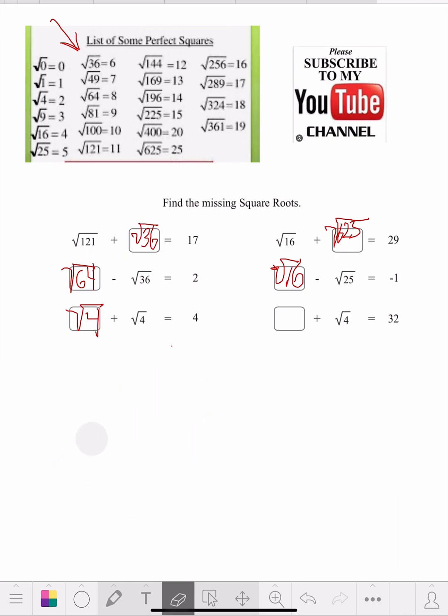The last one we're working for 100%. Let's see the next one. It's x plus the square root of 4. We look up there, it's 2. 2 equals 32.